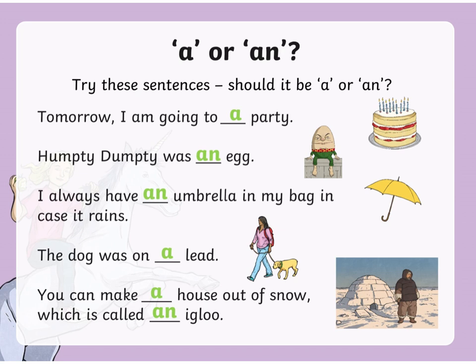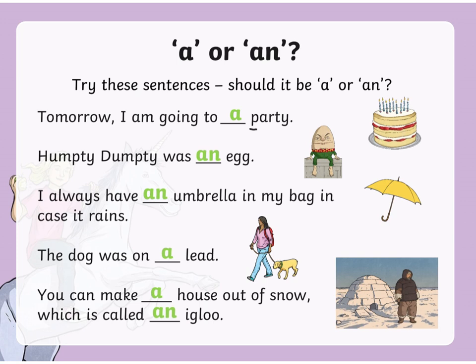Now more examples for a or an. Now we'll try these sentences. It should start with a or an. Tomorrow I am going to P. P is consonant and it will come here A. Today I am going to a party.